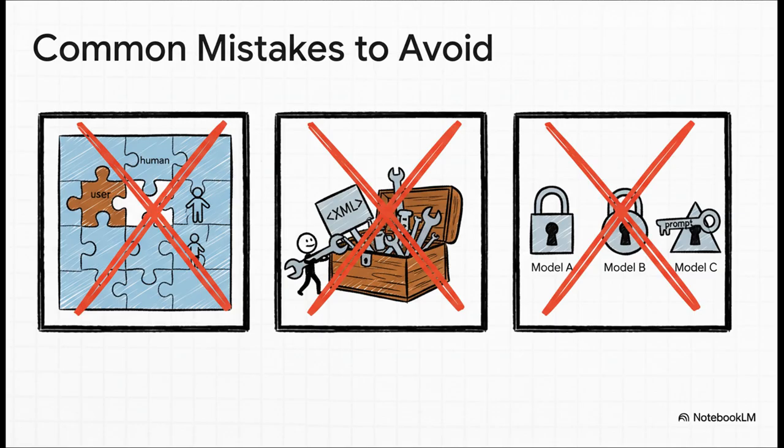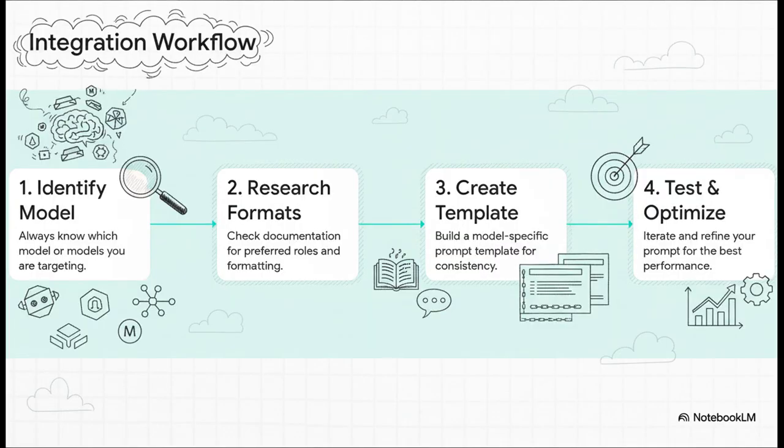Second, don't ignore a model's superpower. If you're using Claude, use the XML. If it's Llama, use the instruction tags. And third, and this is a big one, never assume a prompt will work the same way across different models. Always, always test. So what's a better way to do it?